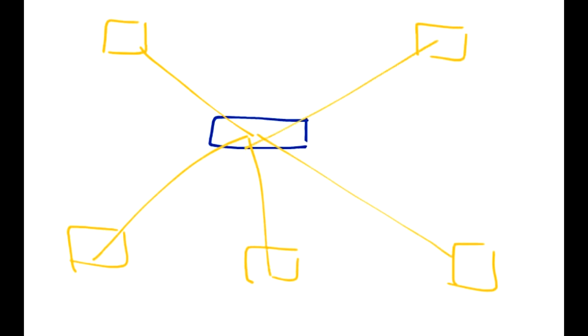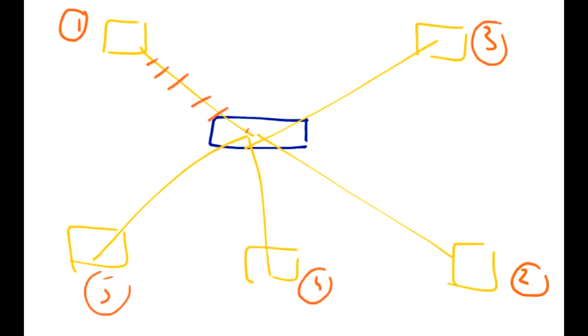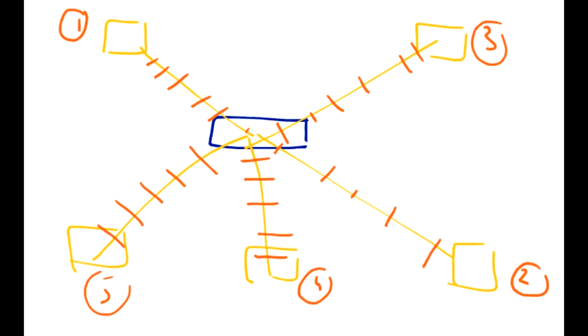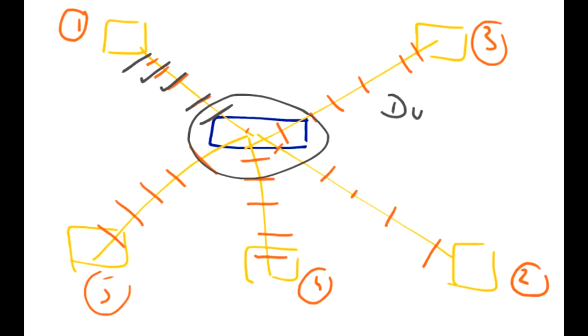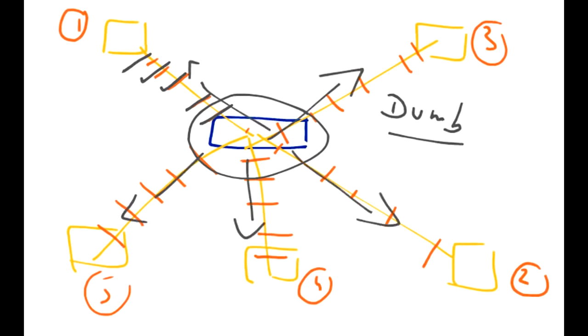Why do we call a hub a dumb device? Because if PC number 1 would like to send a message to PC number 2, then that message would go to the hub, and the hub would send that message to PC number 2, to PC number 3, to PC number 4. A copy of the message is sent to all the devices, and in some cases it would even send the sending device its own message. That's why it is called a dumb device, because it just replicates the message and sends it to all the connected devices in the network.